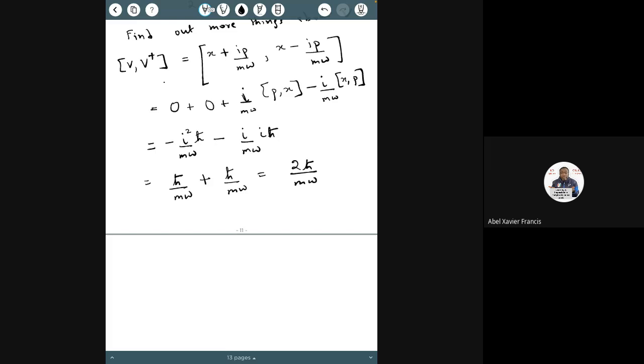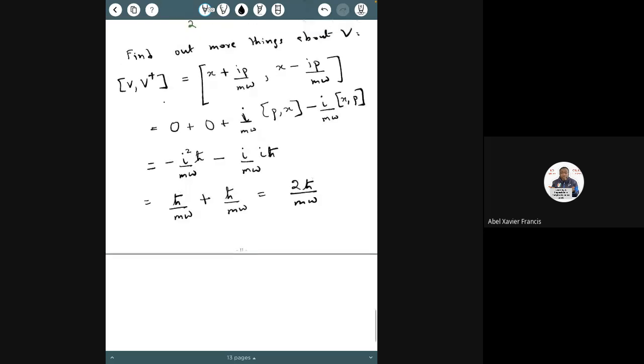2h cross omega. Yeah. Ma'am, can you explain how? Ma'am, can you explain how you expanded the commutator? I Oh, did not understand. yeah. So there are 4 terms.